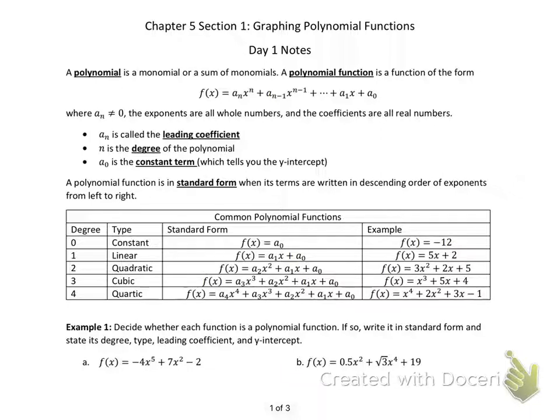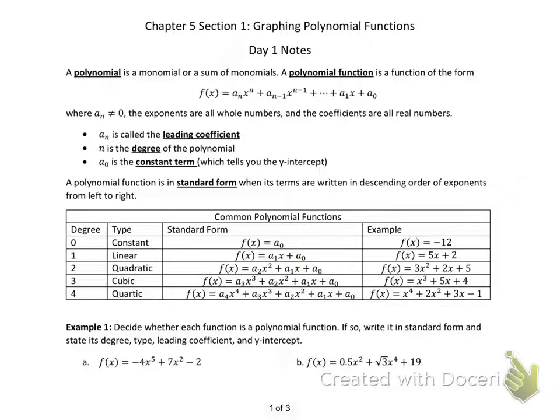That's what makes it a cubic function. And we call this a cubic trinomial. And the reason it's a trinomial is because, like I said before, there are 3 terms. In the first one, f of x equals negative 12, that is a constant monomial because there's only one term. For the linear example, 5x plus 2, that is a linear binomial. Okay, so that's how you say all that stuff. Quartic is the last one with a special name. After that, you just say fifth power or sixth power or whatever.